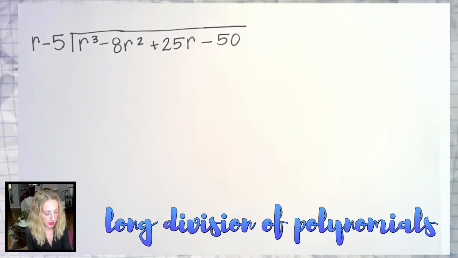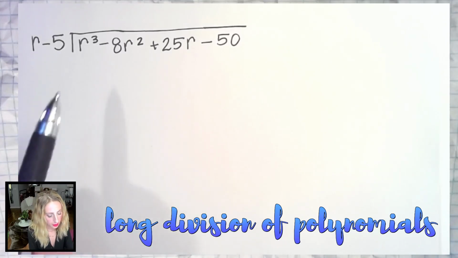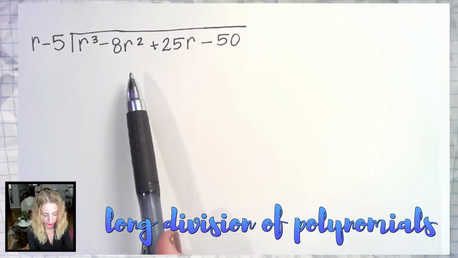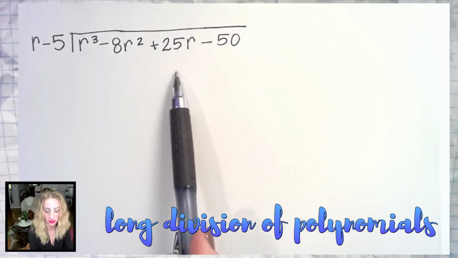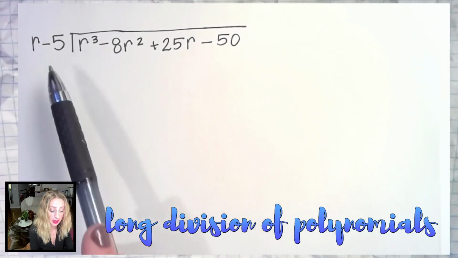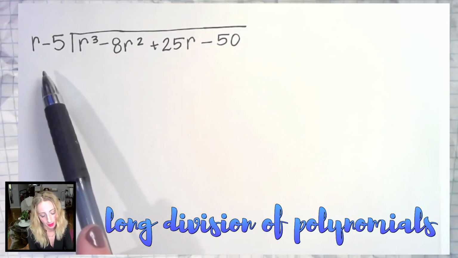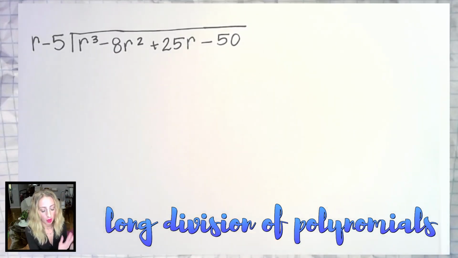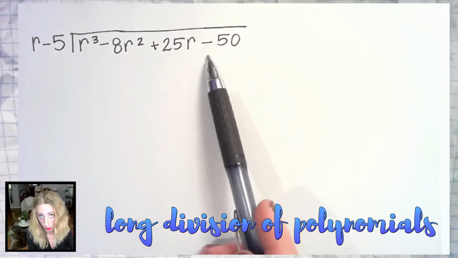Hey everyone, in this example we will be dividing the following polynomials. We have r cubed minus 8r squared plus 25r minus 50, and we are going to be dividing this by r minus 5. Now maybe at first glance you're like, oh, maybe I could do this one by factoring the polynomial of 4 terms.